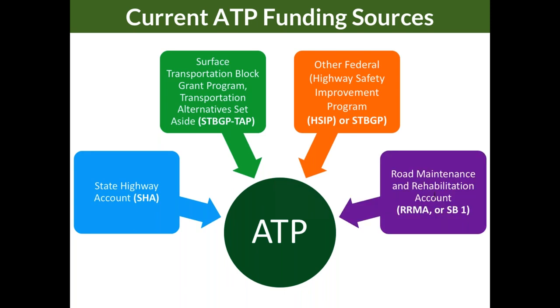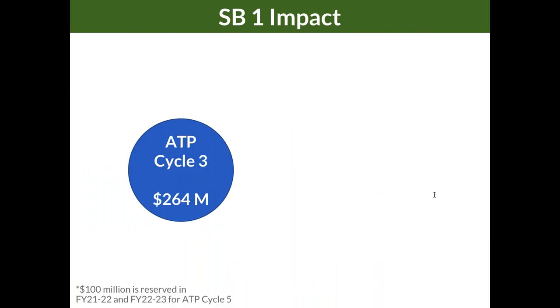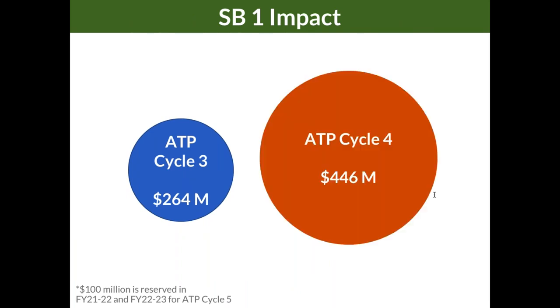And then most recently, there has been some additional funding put into the program by the Road Maintenance and Rehabilitation Account, or SB1. Just so everyone can see the impact of SB1, Cycle 3 programmed about $264 million, and for Cycle 4, we have $446 million to program in all of the components. One thing to note here is that $100 million in fiscal years 21-22 and 22-23 are being held in reserve for ATP Cycle 5. I will get into why that was done later when we talk about guidelines changes.